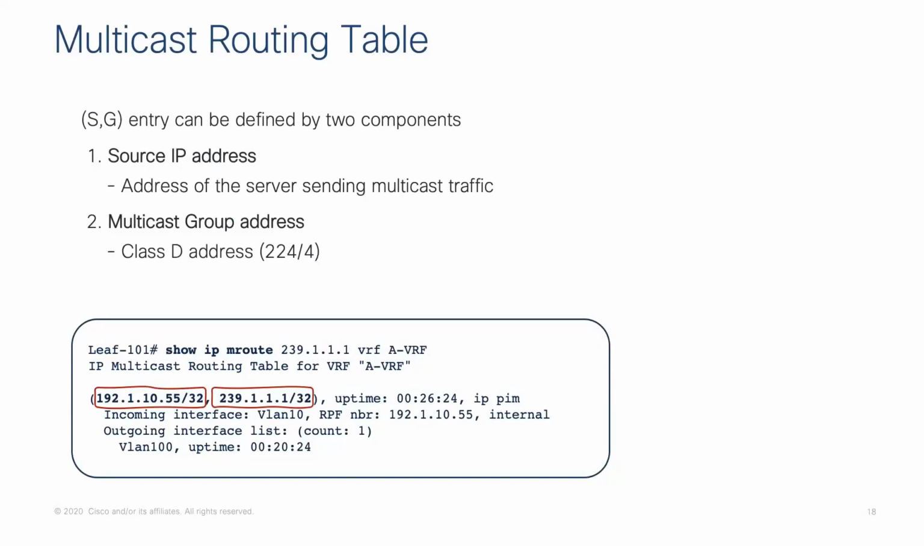Do that, and you'll see there at least one of the following. You will see an entry called star comma G, or the source, S comma G, if you like. S comma G stands for the source-group. And as you can see on this particular screen, we talk about the source of the multicast, which is 192.110.55, which is streaming to the group 239.111.